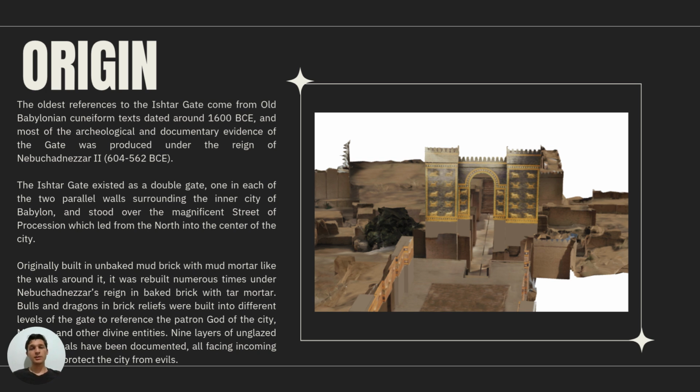Now, as far as the origin of the Gate of Ishtar, ancient Babylonian cuneiform texts date back to around 1600 before Christ, with references to this gate. However, most of the archaeological evidence that we have today comes from the reign of King Nebuchadnezzar II.